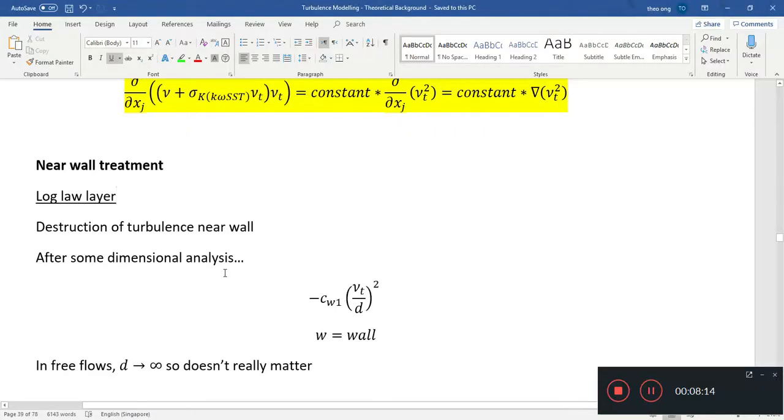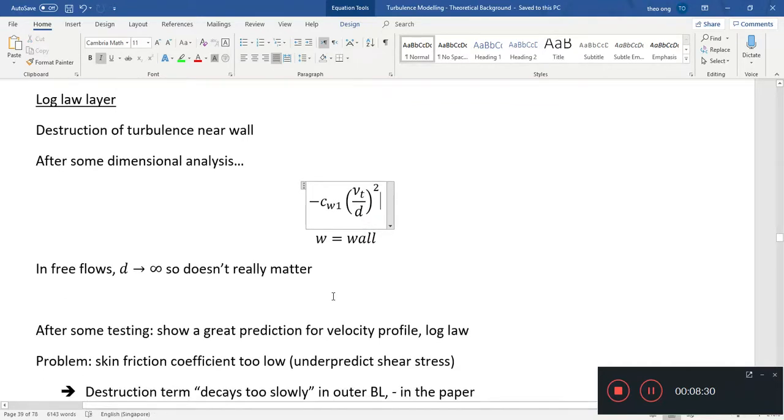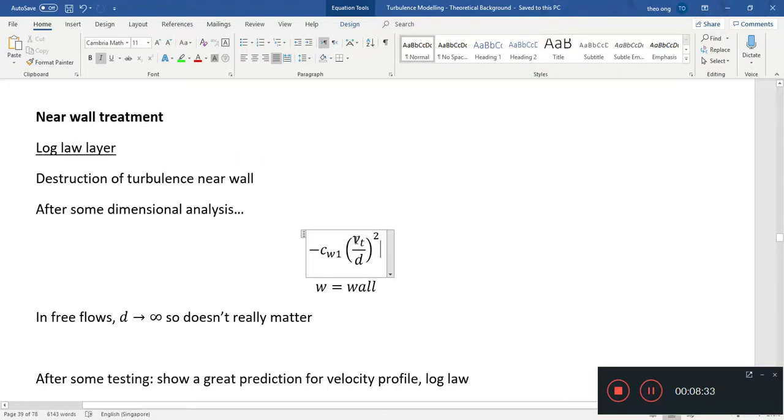So how do you account for this? Well, after some dimensional analysis, they found that it will look something like this. But let's take a look at what's in this term. They want the destruction of turbulence to be proportional to the square of turbulent viscosity, which is fine. They want it to be proportional to the square of turbulent viscosity.